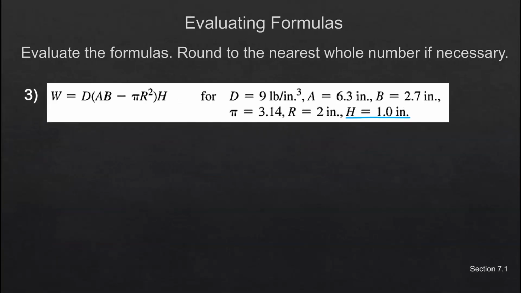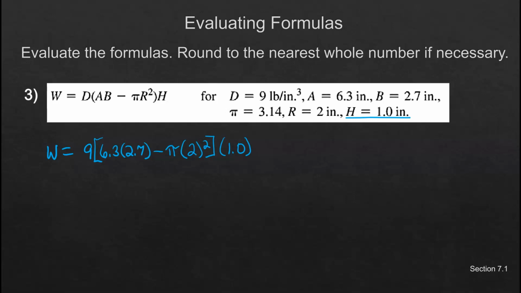Now this one gets a little tricky, and I'm going to explain the units at the end. Okay, so let's write this out. D is 9 pounds per cubic inch. We're going to take A times C. So I'm actually going to use brackets on this one. It's 6.3 times 2.7, because I'm going to use some parentheses for the multiplication. We're taking pi times r squared, and r is 2. And then we're going to take that times h, and h is 1.0.